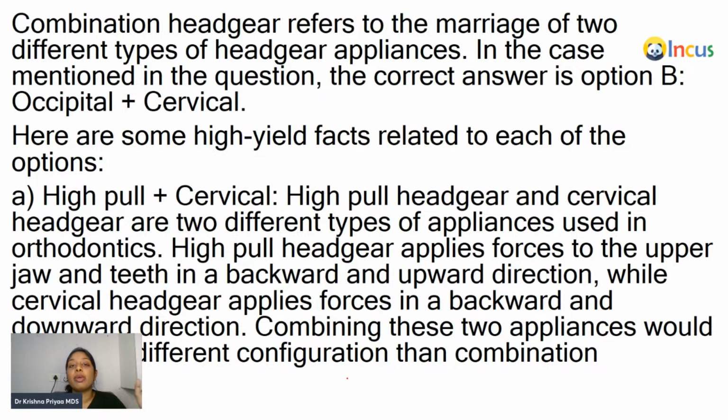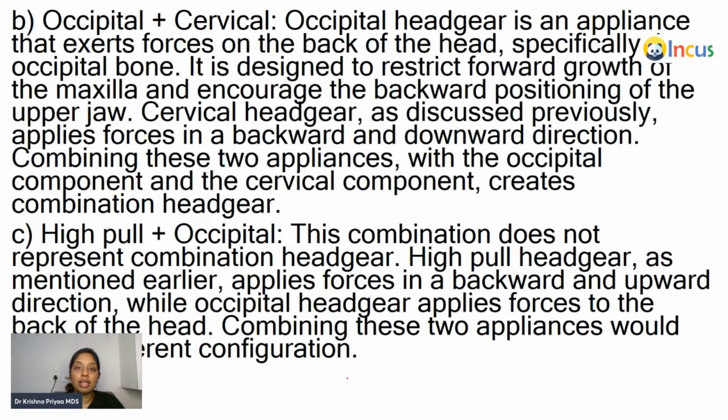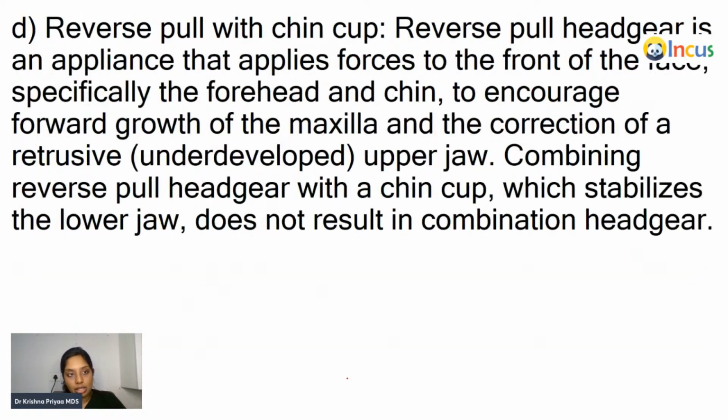The action produced by both these headgears actually negate each other. So it will be in a different direction, but basically combination headgear is combining occipital and the cervical. Reverse pull with chin cup is given in the conditions wherein the patient is presenting with a class 3 and they need maxillary protraction, but they have excessive mandibular growth. So we chose this option as an answer for a different question, right? So only when they have an excessive mandibular growth, we want an open bite, we will give chin cup to prevent the vertical direction.